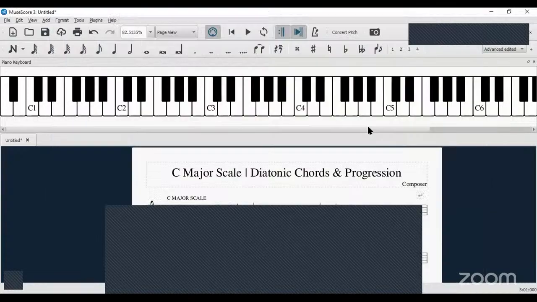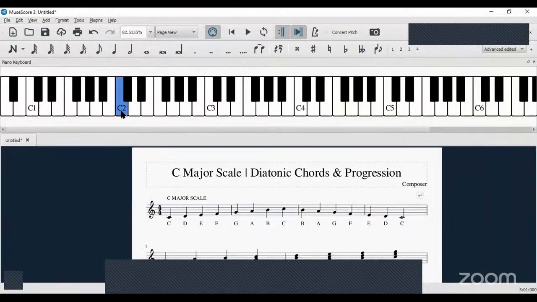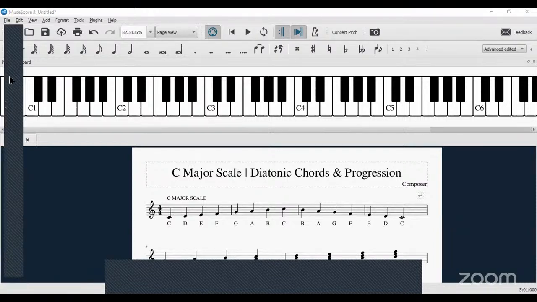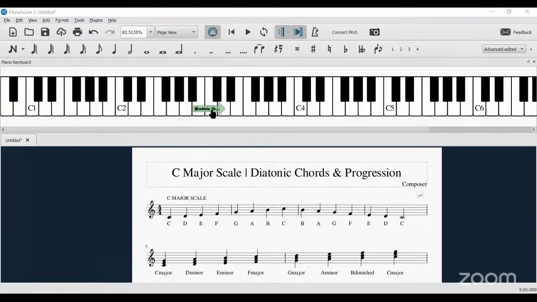Now we have the piano. From C to D is considered a whole step. All right, bear that in mind. From C to D is considered a whole step. However, from C to C sharp, which is that black key, is considered a half step.